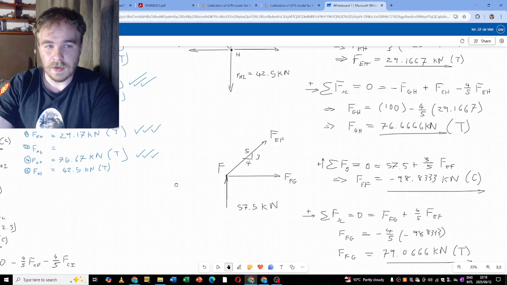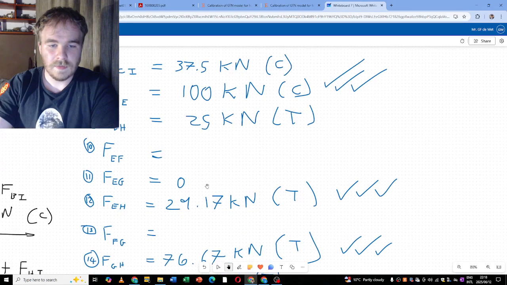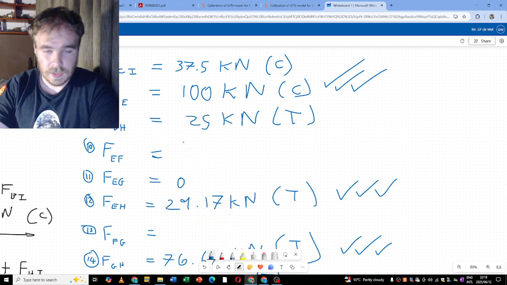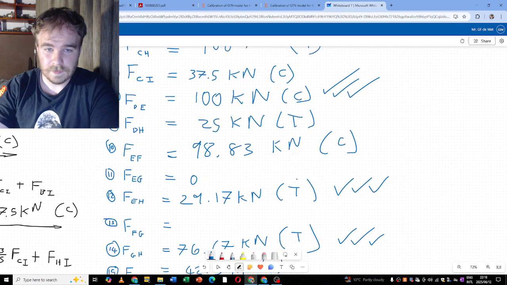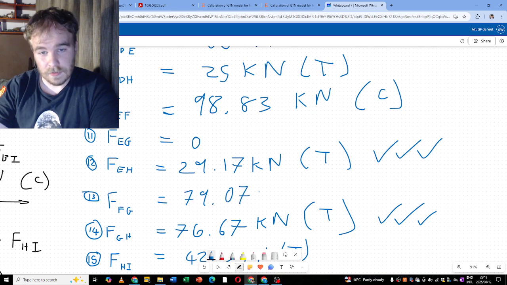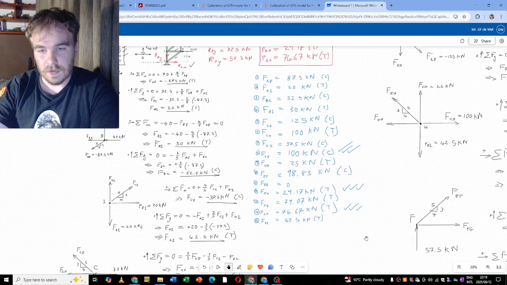Now we just have to quickly go and write these guys down as well. 98.83, it is using this guy, 98.83 kilonewtons, and this is compression. And this guy is 79.07 kilonewtons of tension. And now we have done all of the forces.